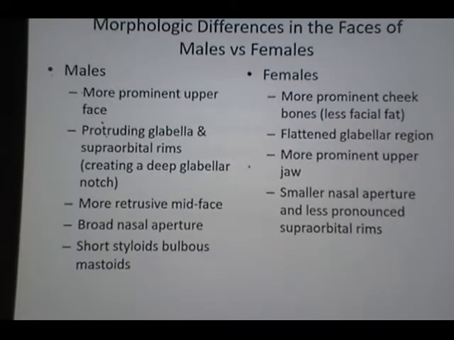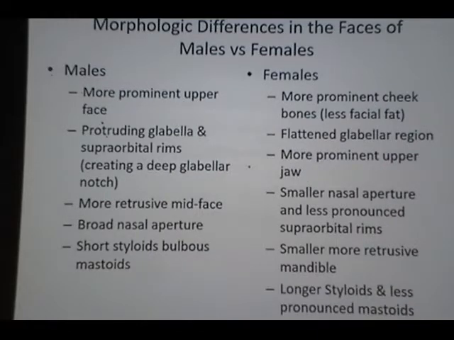They have smaller nasal apertures in the same cultural group, and less pronounced supraorbital rims. They're more knife-like, very sharp. And once again, smaller, more retrusive mandibles. So these are some of the gender differences that we see. And they have longer styloid processes and less pronounced mastoid processes.